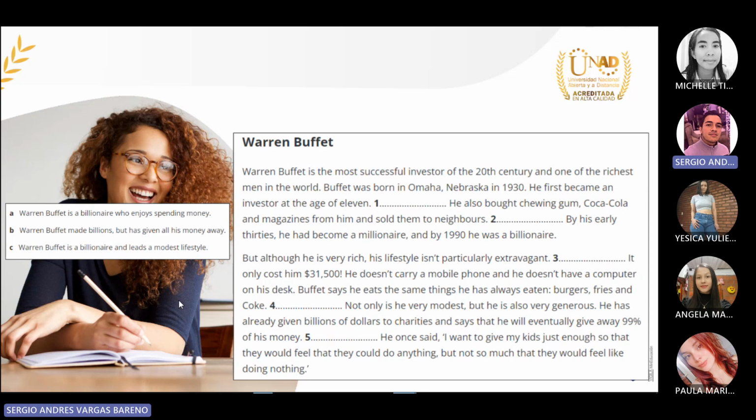Okay, no questions. So taking into account the text, tell me what is the correct statement for this text? Letter A. Warren Buffett is a billionaire who enjoys spending money. Letter B. Warren Buffett made billions but has given all his money away. Letter C. Warren Buffett is a billionaire and leads a modest lifestyle. Easy.